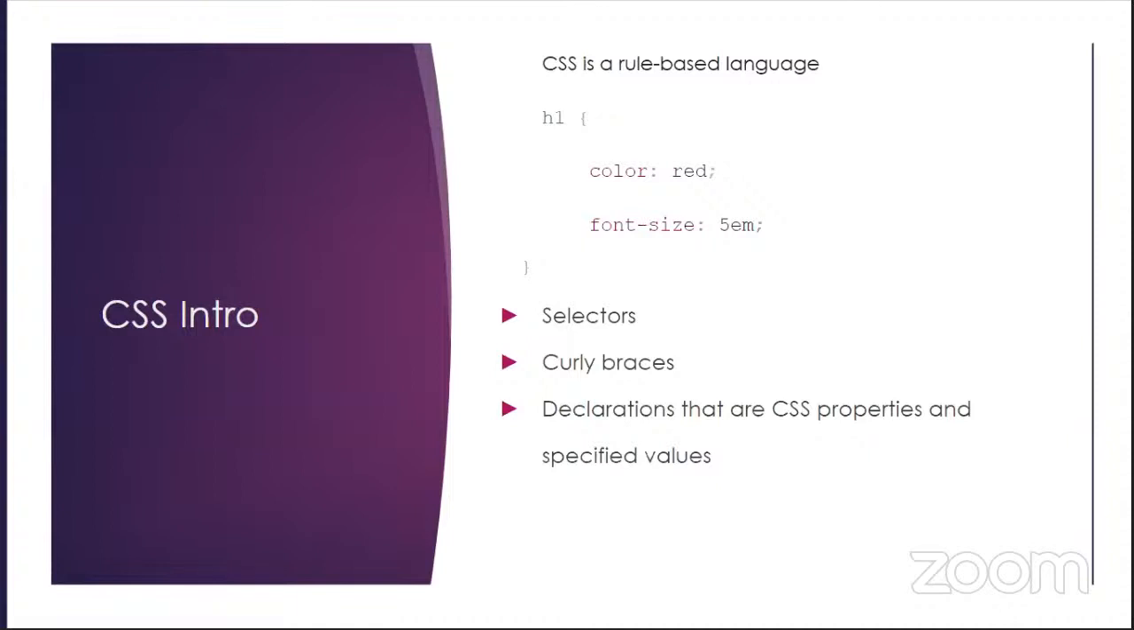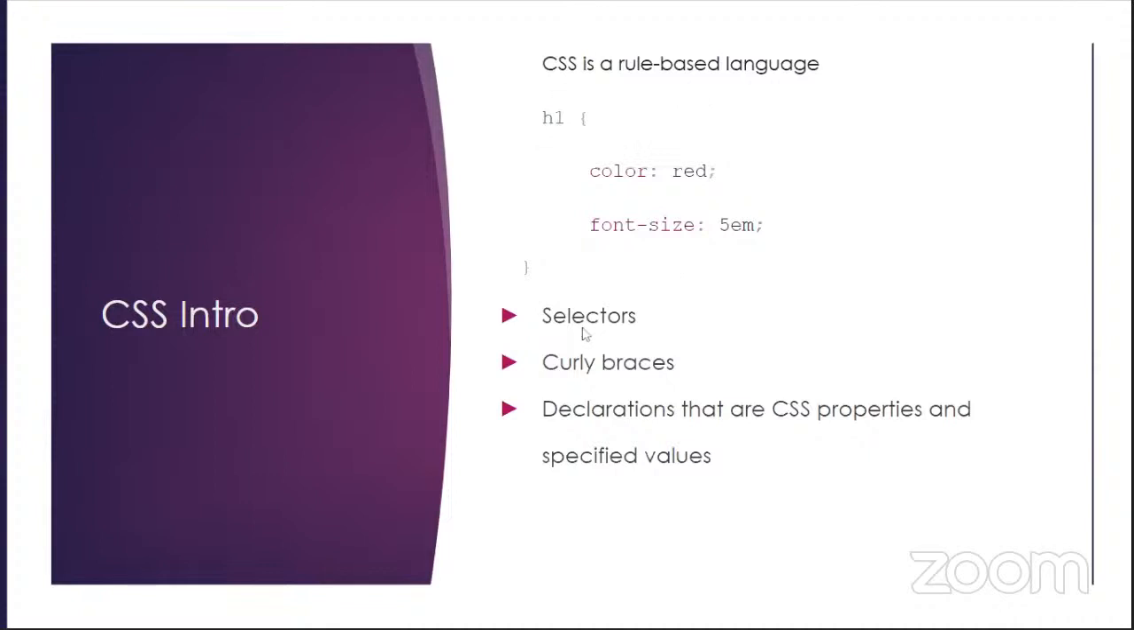What that means is CSS uses rules. You set rules for everything that you need to do. Everything in CSS is a rule. This code right here is an example of what a typical CSS rule looks like.